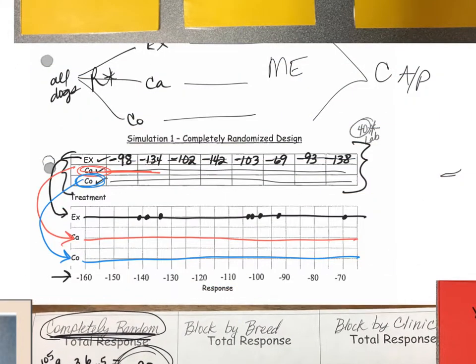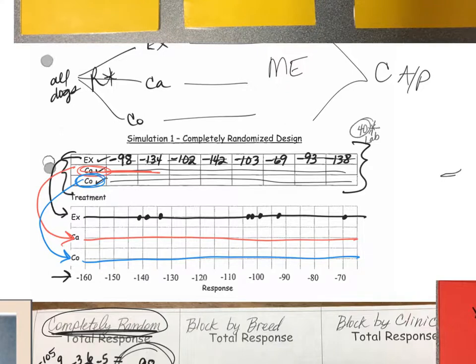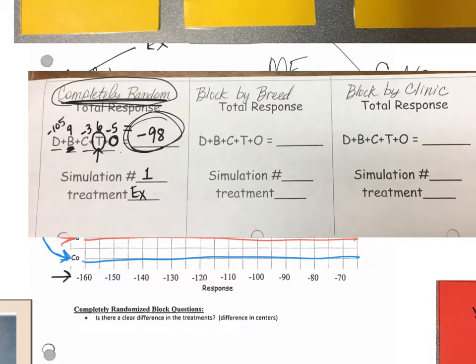So after you have taken all these numbers and put them on the appropriate line here, we graphed the numbers on the x-axis, and the calcium would go there, and the control goes there. So after you graphed all those numbers, you have now completed this completely randomized experiment. Now we're going to do this block by breed experiment.